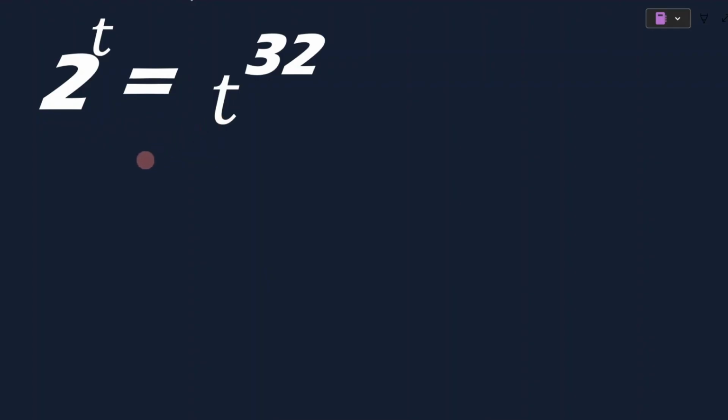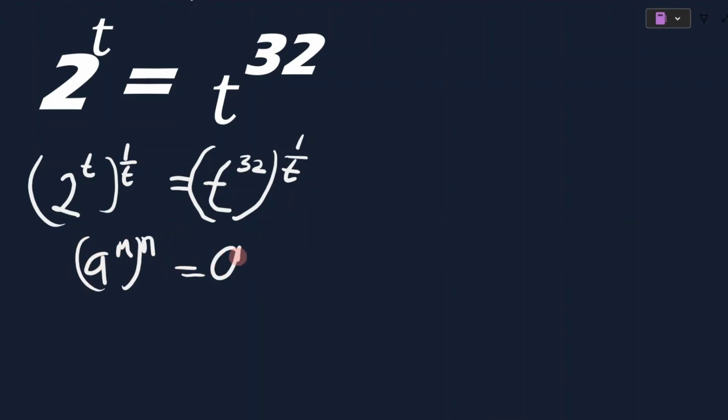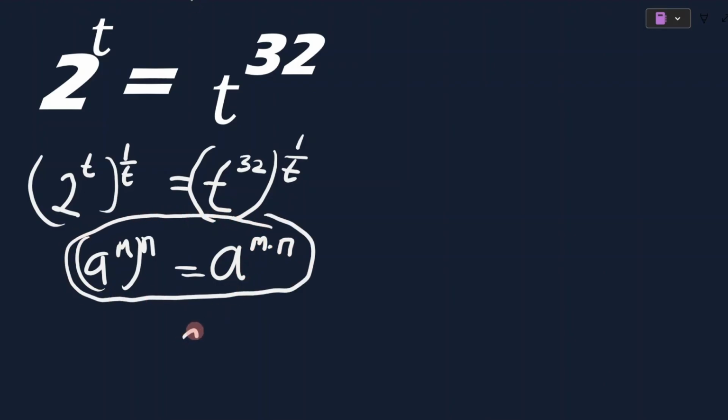If we do that, we have 2 raised to power t which multiplies 1 over t, which is equal to t raised to power 32, all in brackets and raised to power 1 over t. That is, whatever we do to the right hand side, we also do to the left hand side. Now, remember the exponential rule that says a raised to power m, bracket n, is the same thing as a raised to power m multiply n. If we apply this rule here, we will now have 2 raised to power t multiply 1 over t, which is equal to t raised to power 32 multiply 1 over t.